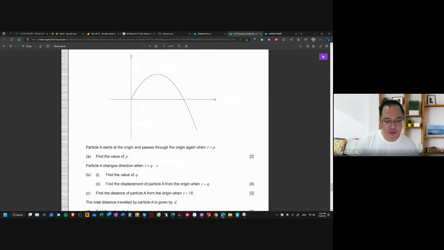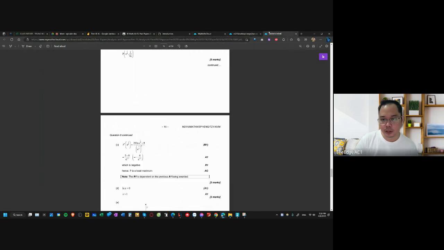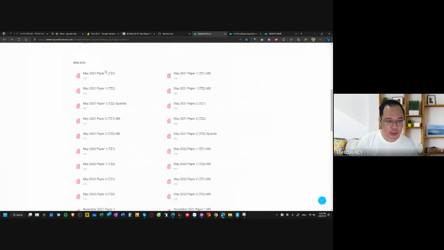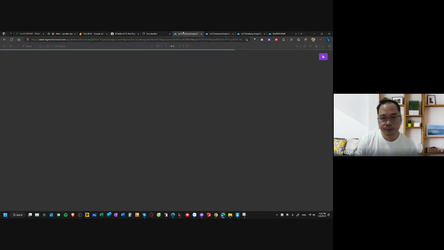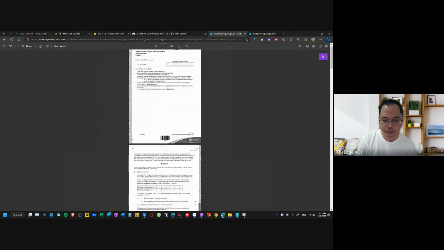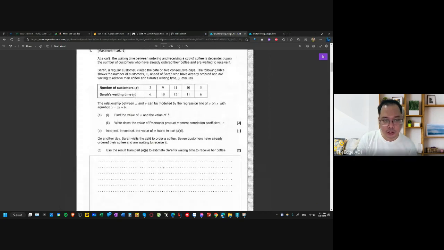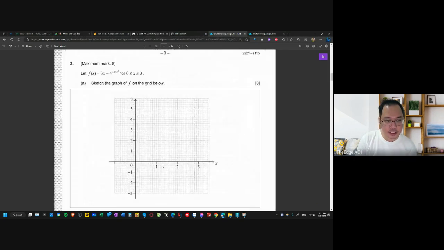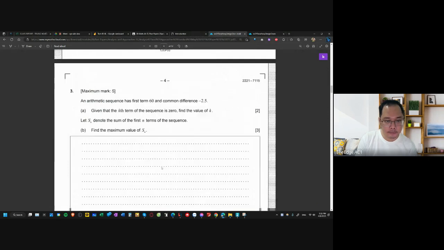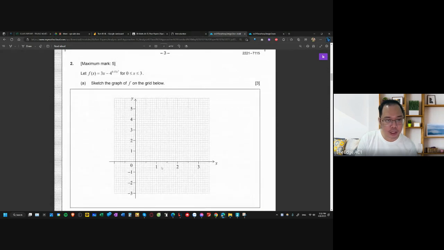Function, derivative, kinematic. We've done this problem, huh? Okay. Paper 2, 2021 mock paper 2. Where is paper 2? May 2020 paper 2, mock paper 2 here. Linear regression. Exponential function. Sketch this graph, paper 2.